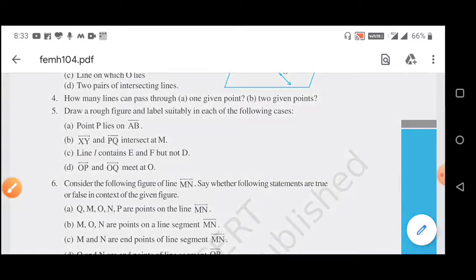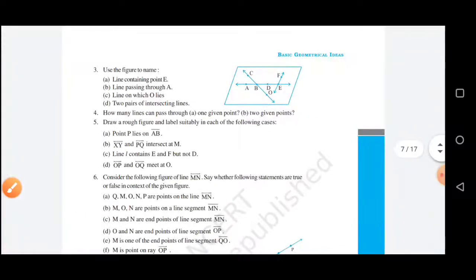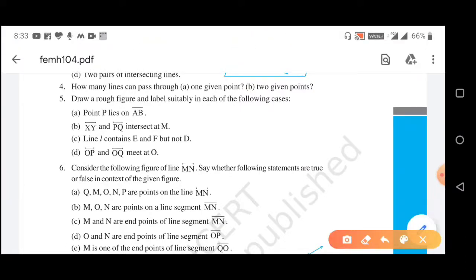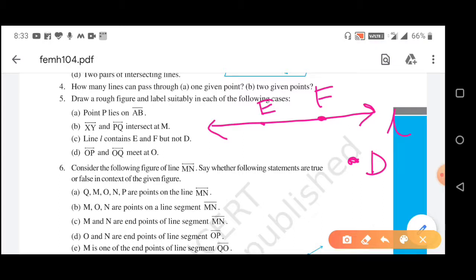Now, question number C, line L contains F, E but not D. Line L, remember here it is given line L. So, line L means we have to give two arrows. So, this is line L. Contains point E, so we have to give here a point E, and F, so somewhere here we have to give the point F but not D, so you can give the point D outside of the line.